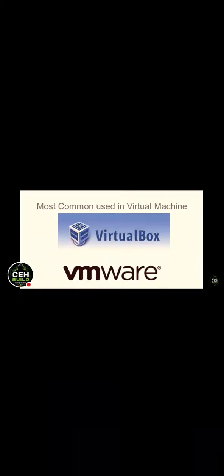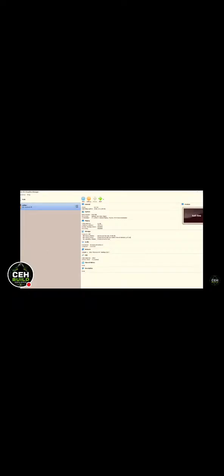Now let's see how to install VirtualBox. Open your browser like Chrome, go to Google and search download VirtualBox. Open the official site. Click on Windows hosts to download. Once downloaded, open the setup file. Click next, next, next and install it. It's very simple, no complicated steps. Once installed, open VirtualBox and you'll see it's ready to use.